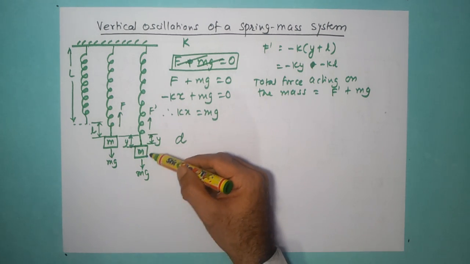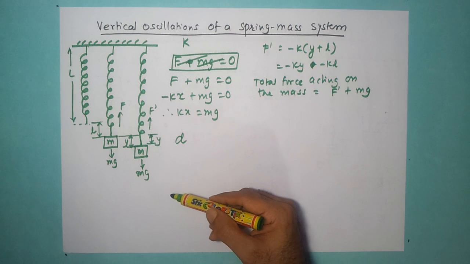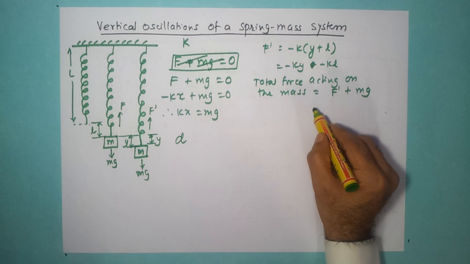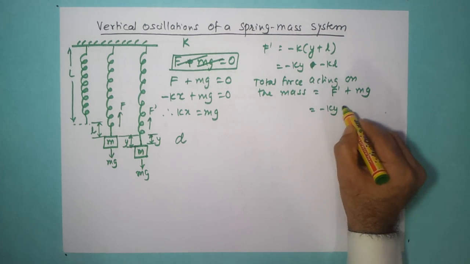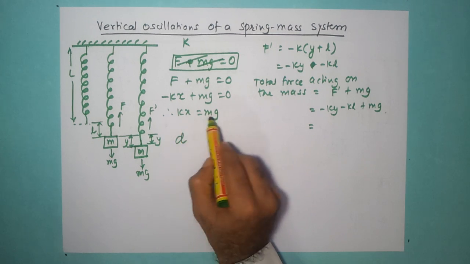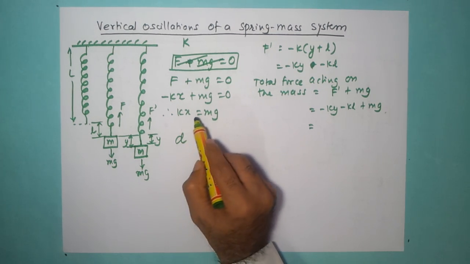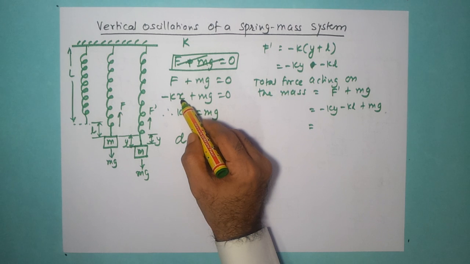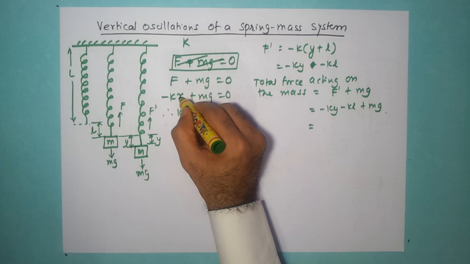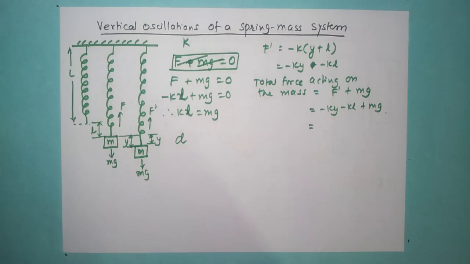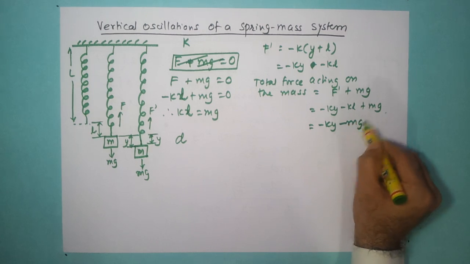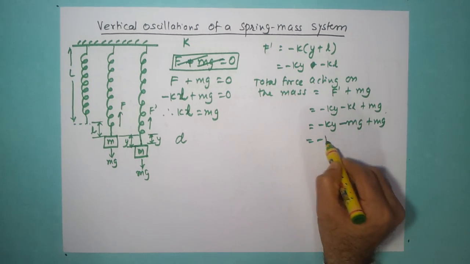Of course, in this case it is not equal to 0 because the spring is oscillating, it is not in equilibrium. So the total force is F dash plus mg. So what is F dash? F dash is minus ky minus kl plus mg. Here I wrote x, but this should be kl, because we have l here, not x. So kl is equal to mg. So minus ky minus kl plus mg is minus ky minus mg plus mg, which is equal to minus ky.